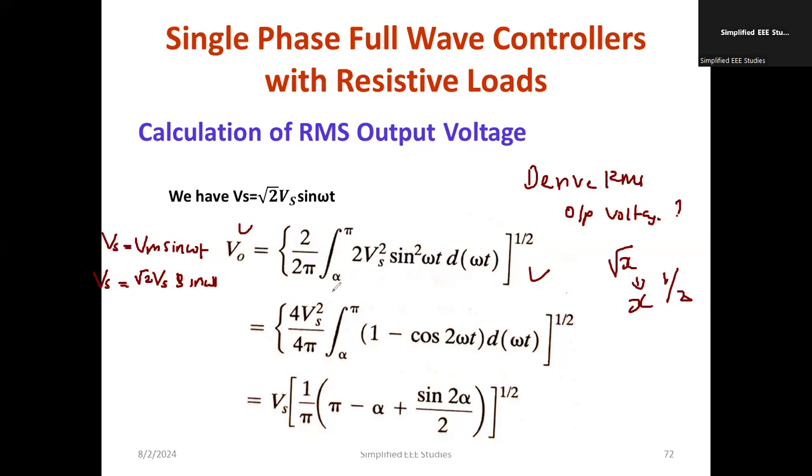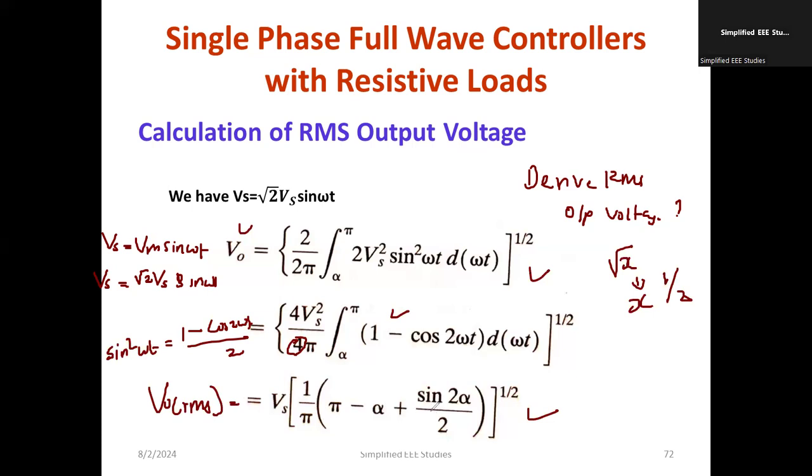Correct. Now by elaborating sine square omega t, you should understand that direct integration of sine square omega t is not possible. So you convert it to (1 minus cos 2 omega t) divided by 2. Same thing I have written here. So 2 will come in the denominator, so it becomes 4 pi. Now 2 into 2 means 4 V square, alpha to pi. So ultimately, the RMS output voltage, V naught RMS, can be written as Vs into square root of 1 by pi, (pi minus alpha plus sine 2 alpha divided by 2).